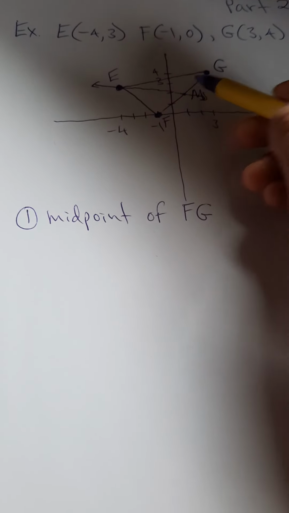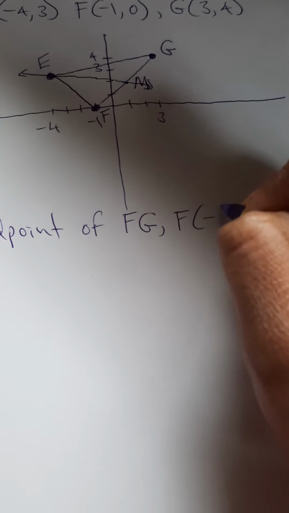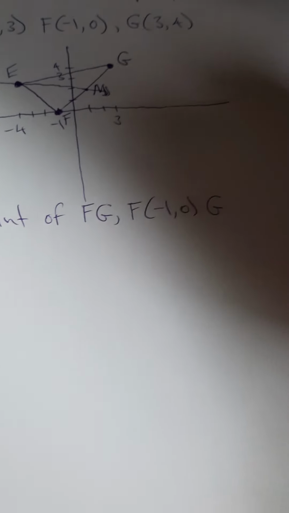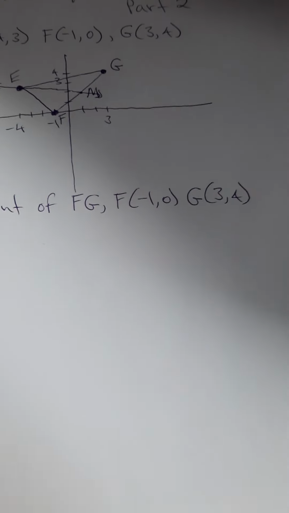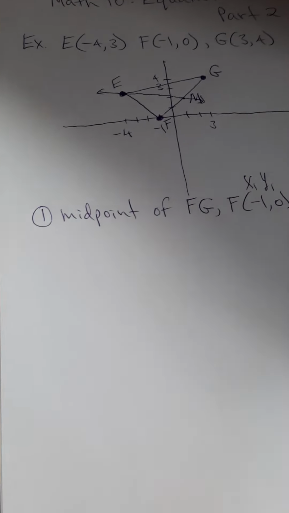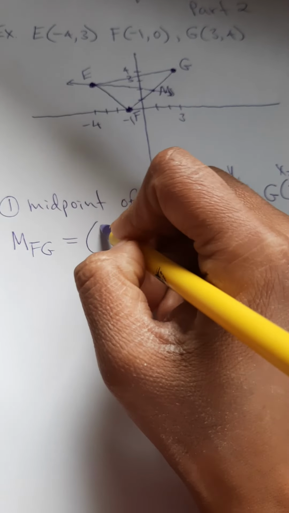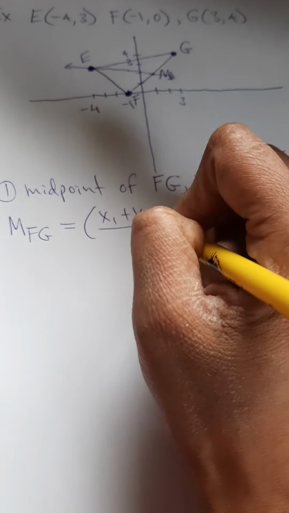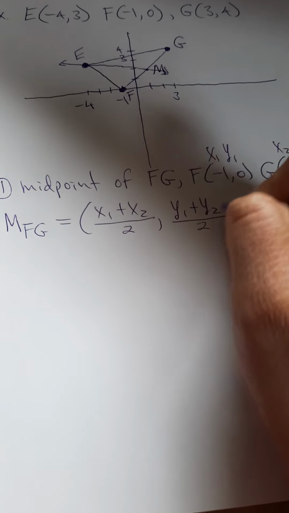I don't know the exact value. So let's use points F and G, and I'm just going to rewrite the points here so we can see it clearly. I always make sure I label it: x1, y1, x2, y2. Make sure you memorize the formula. Capital M for the midpoint, midpoint FG. I'm just going to write the formula here: x1 plus x2 divided by 2, y1 plus y2 divided by 2.